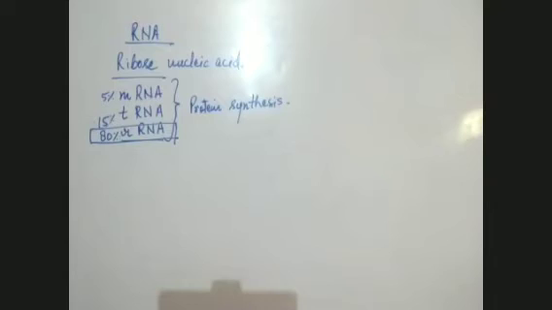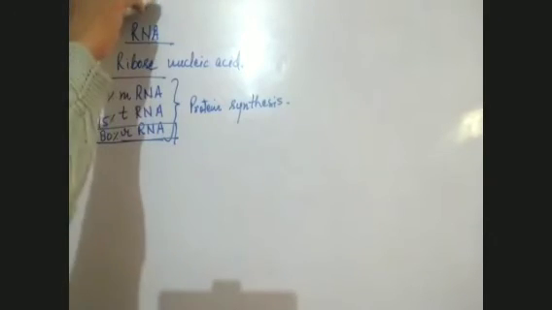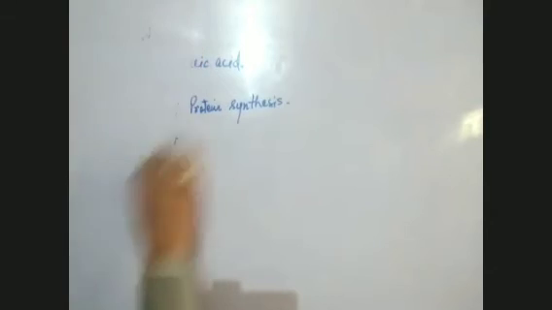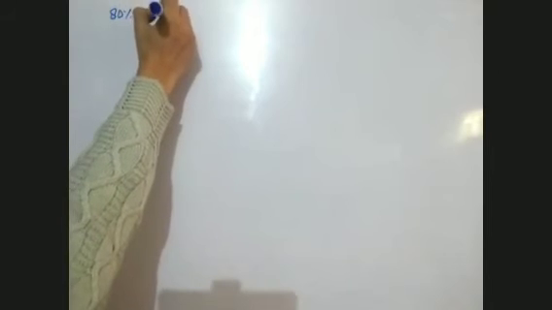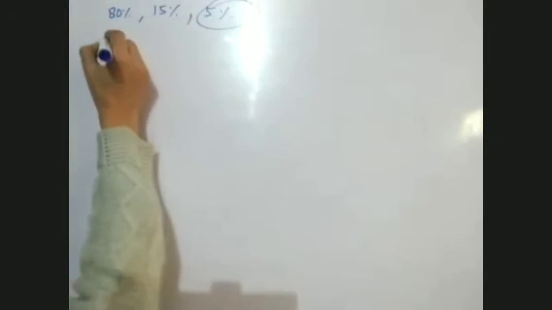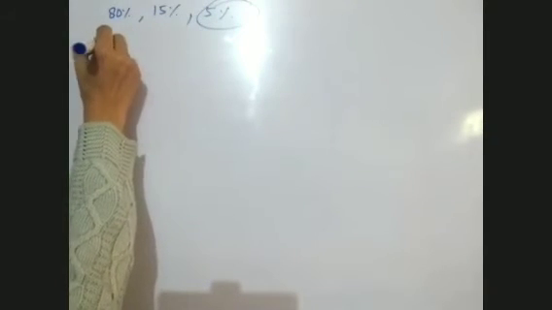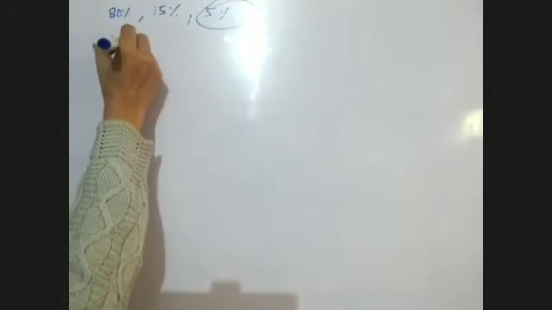Now I'll tell you something about the first type of RNA, which is messenger RNA. So let me start with the messenger RNA. So what I told you, 80% is the ribosomal RNA, about 15% is the tRNA, and about 5% is the messenger RNA. So this one we are going to take now, which is messenger RNA, mRNA.